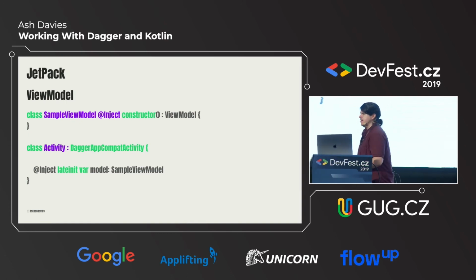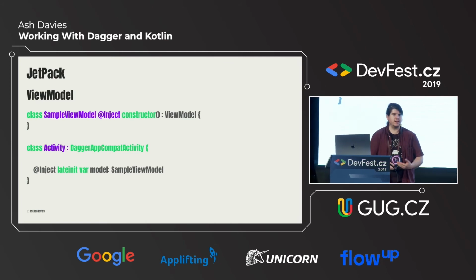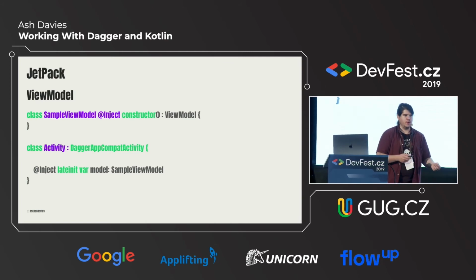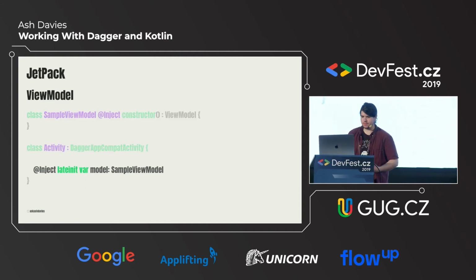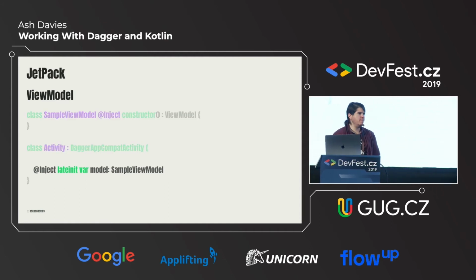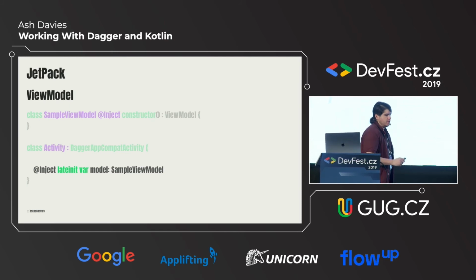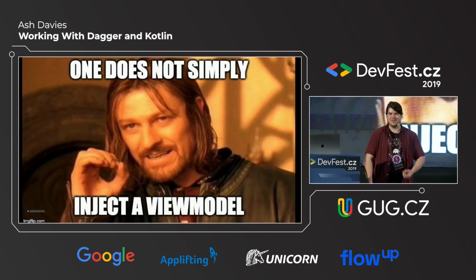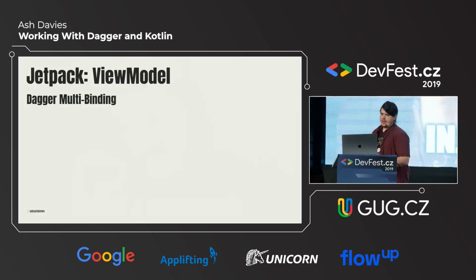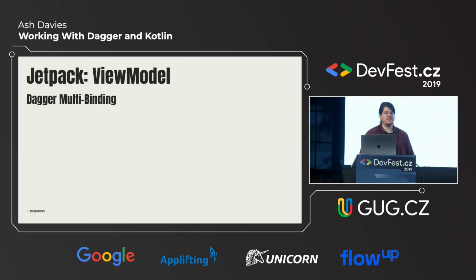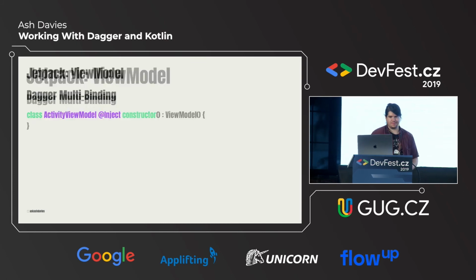You're not getting the value of persistence through configuration change. But we want to still use Dagger with our injection and utilize our dependencies here and have these injected, but then have the same view model. So the problem here is that we're trying to inject the view model. Now, you just can't do it. You cannot simply inject a view model. It doesn't work yet.